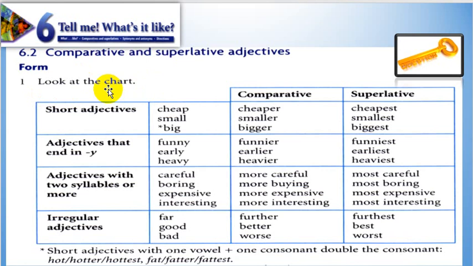Now, we have 4 types of comparatives and superlatives. We have short adjectives. The short adjectives are the ones with one syllable. مقطع واحد صوتي. Cheap. Small. Big. مقطع صوتي واحد with one syllable. We form comparative by adding ER. Cheaper. Smaller. Bigger. There's a note on bigger. We will say it later on. Okay. Superlatives, we add EST to the adjective, cheapest, smallest, biggest, okay?